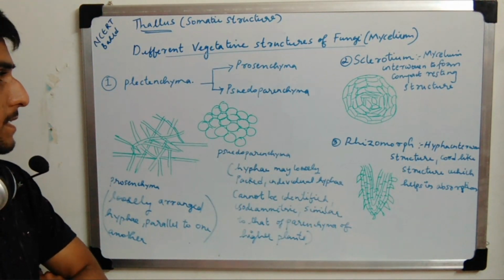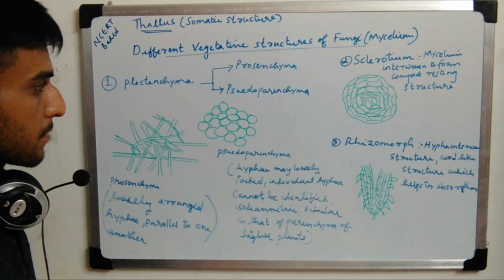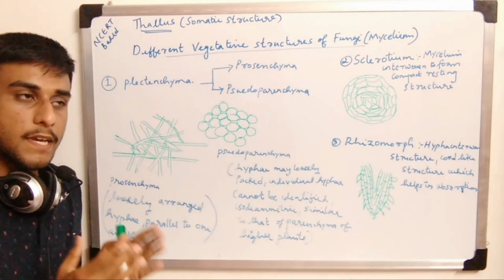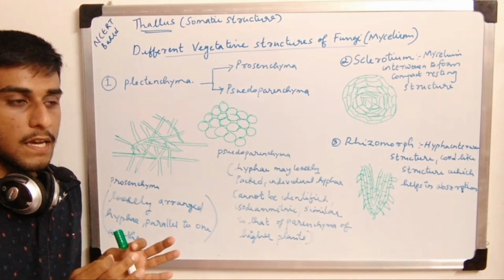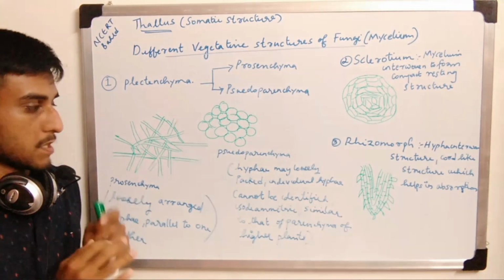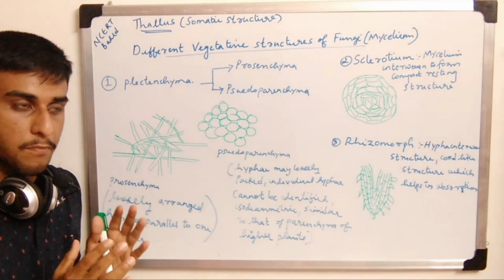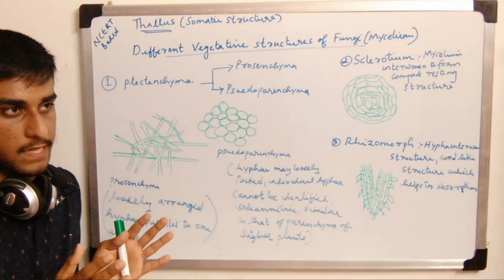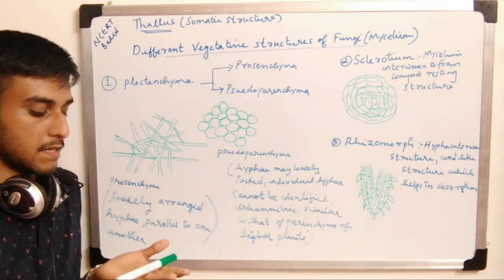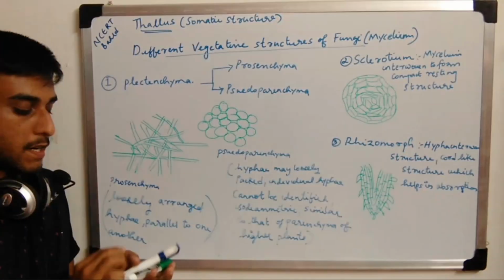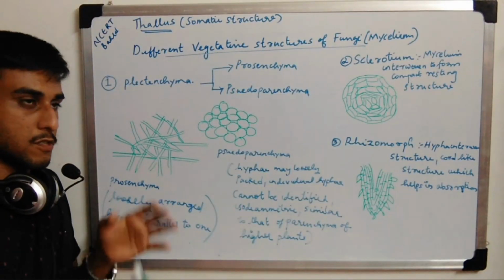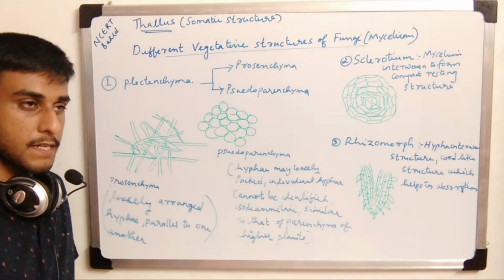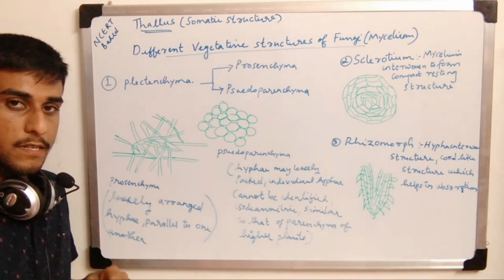First one is the plectenchyma. Plectenchyma is a type of fungal hyphae in which the hyphae are seen lying parallel to each other, loosely arranged. It is not compact or thick. The hyphae lie parallel to one another like this, forming a web-like structure. Such structures are known as plectenchyma. Plectenchyma is divided into two, prosenchyma and pseudoparenchyma.